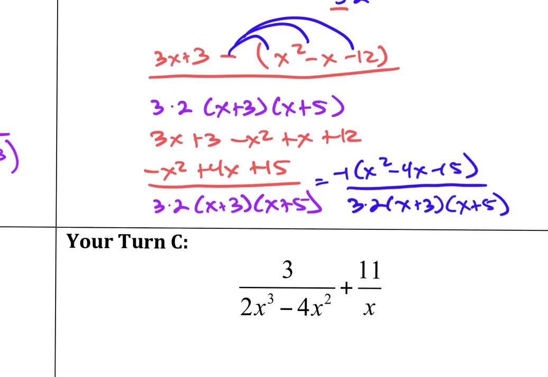And unfortunately, once again, x squared minus 4x minus 15 is not going to factor. 15 just has the factors of 3 and 5. There's no way to combine them to get a negative 4, which means that there's nothing else to do with our expression. We have combined it. We can't simplify it, so this is our final answer.